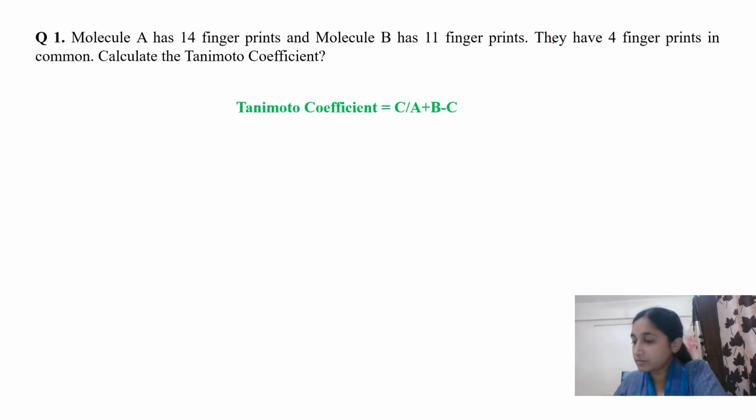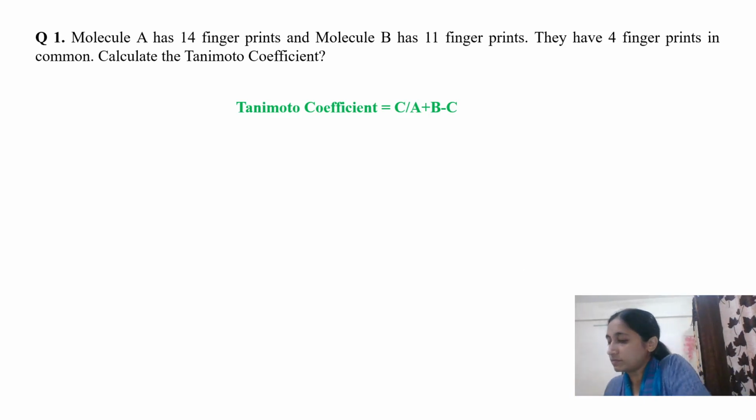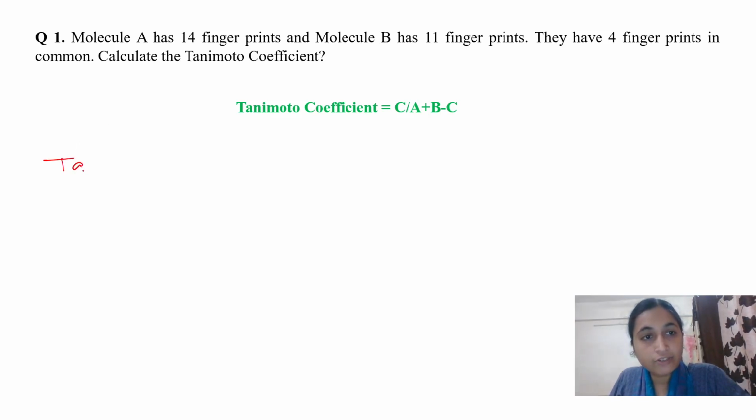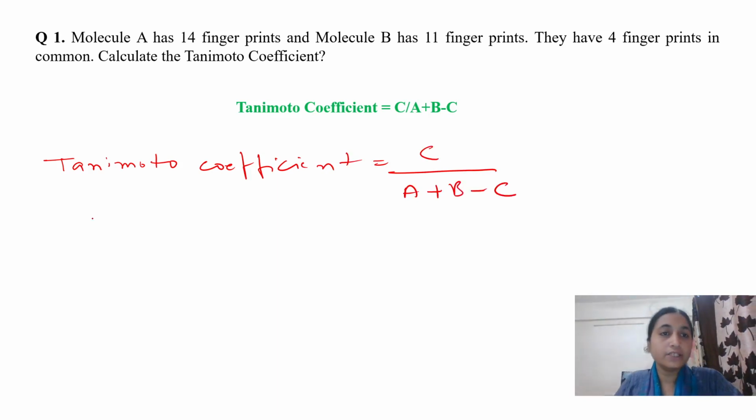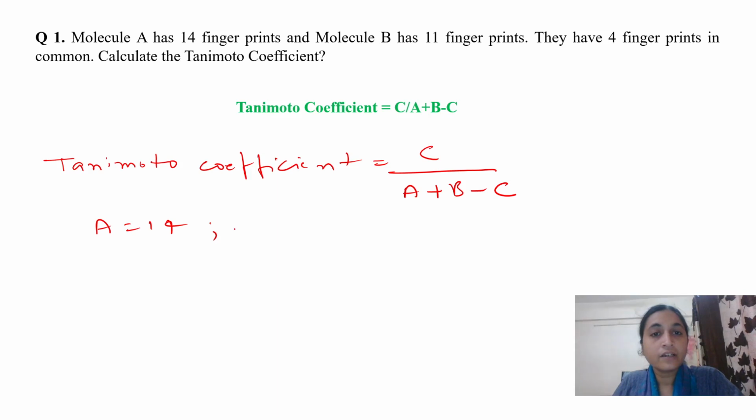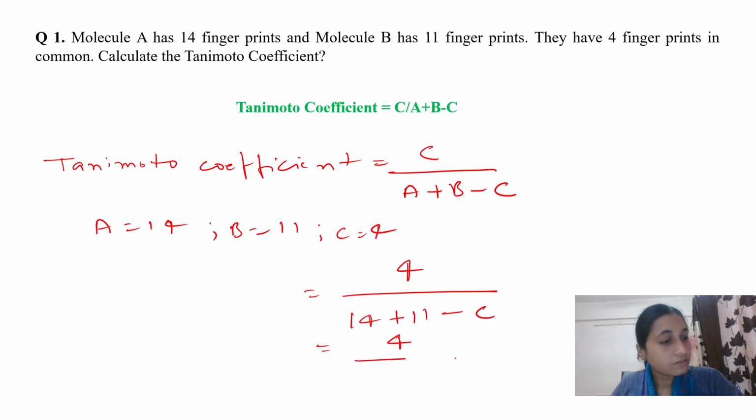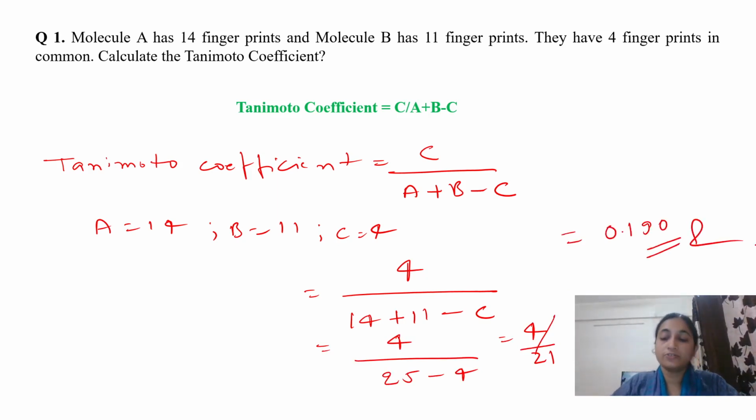So in this question, the Tanimoto coefficient equals C upon A plus B minus C. Here A equals 14, it's given, B equals 11 and C equals 4. We will simply put the values of all of these and we will get the answer. So the answer will be 0.190. This is the answer of question 1.